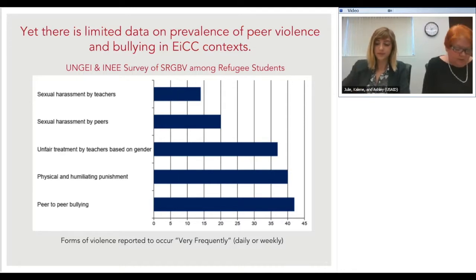So in October 2016, UNGEI, the UN Girls' Education Initiative, and INEE, the Interagency Network for Education in Emergencies, launched a global survey to gather information on the prevalence of SRGBV in conflict settings. Although there were indeed several limitations to this study, we do see in this chart that 40% of respondents observed bullying happening daily or weekly in these conflict settings, and that was the most prevalent form of violence that was reported.